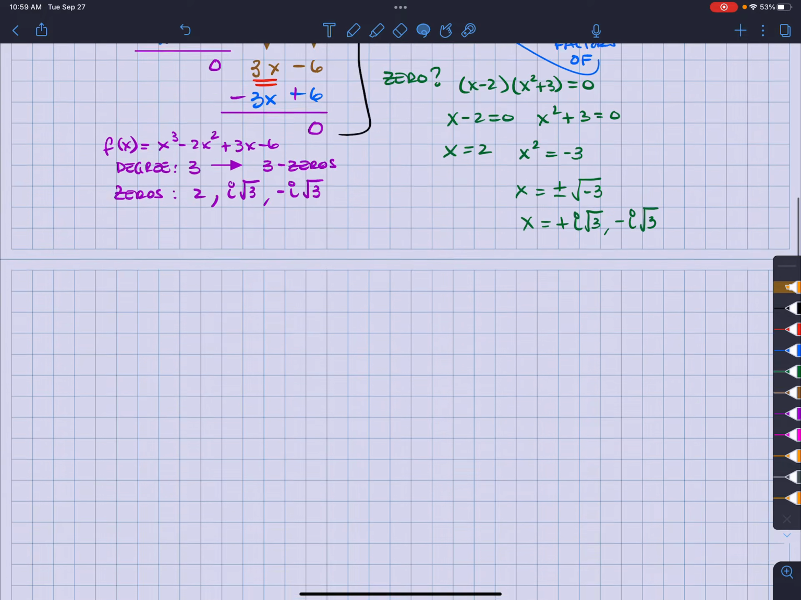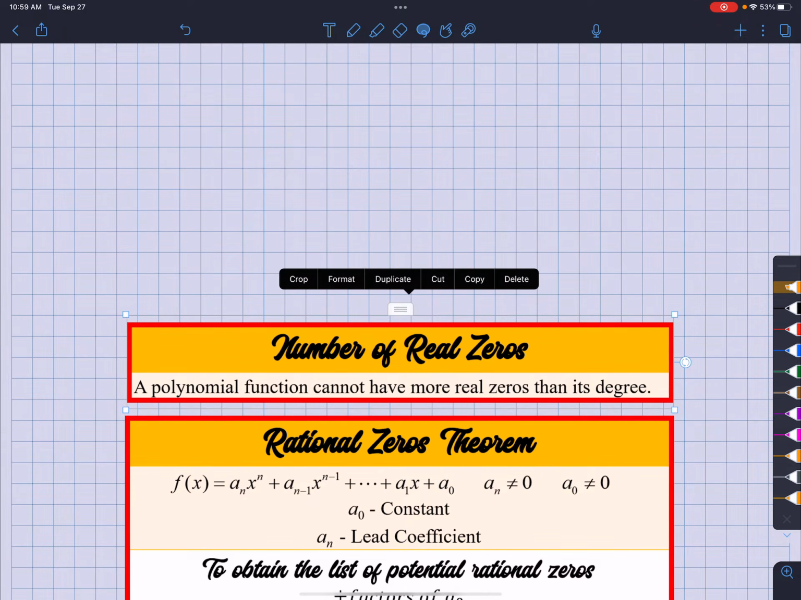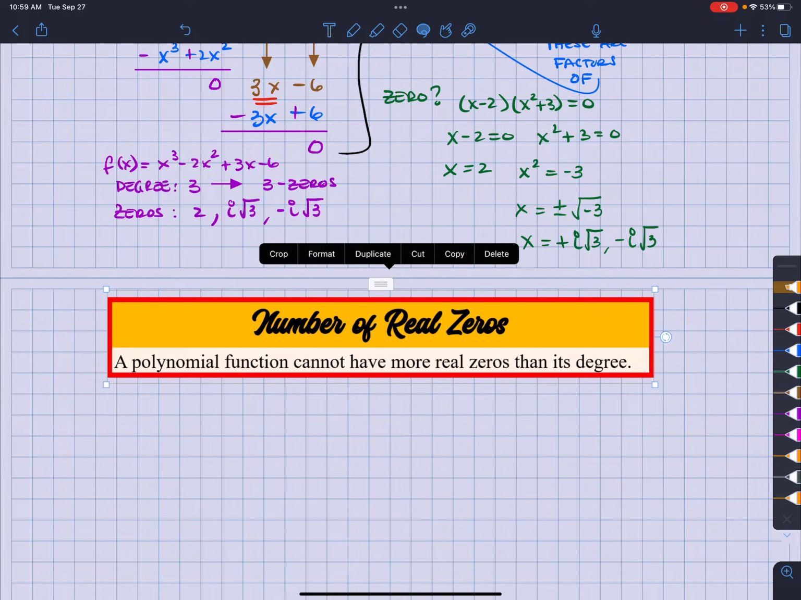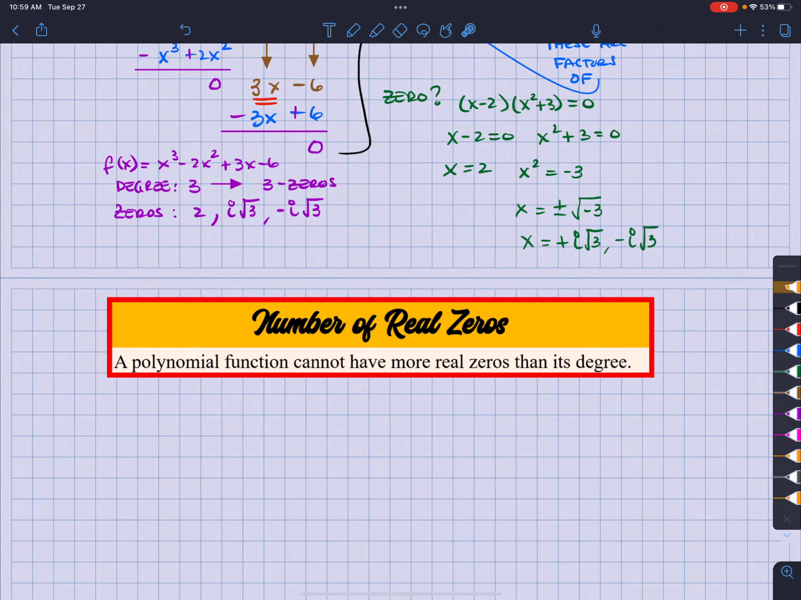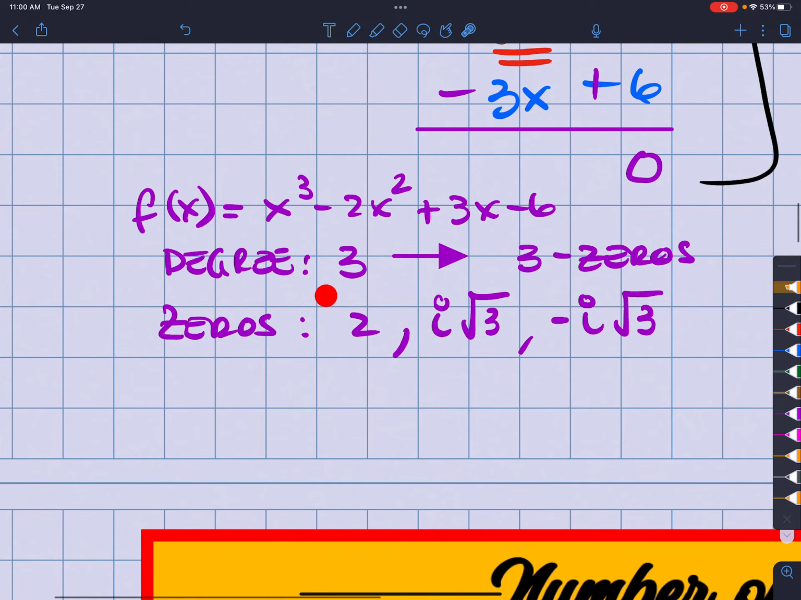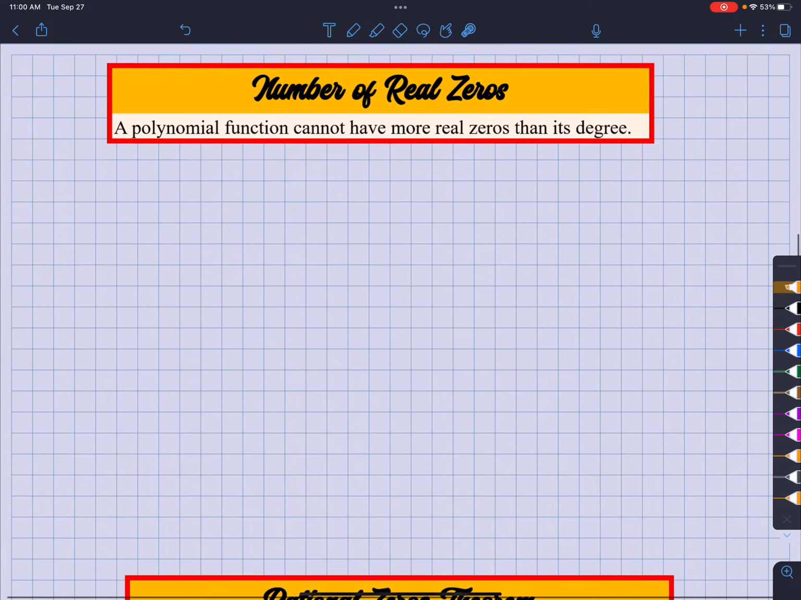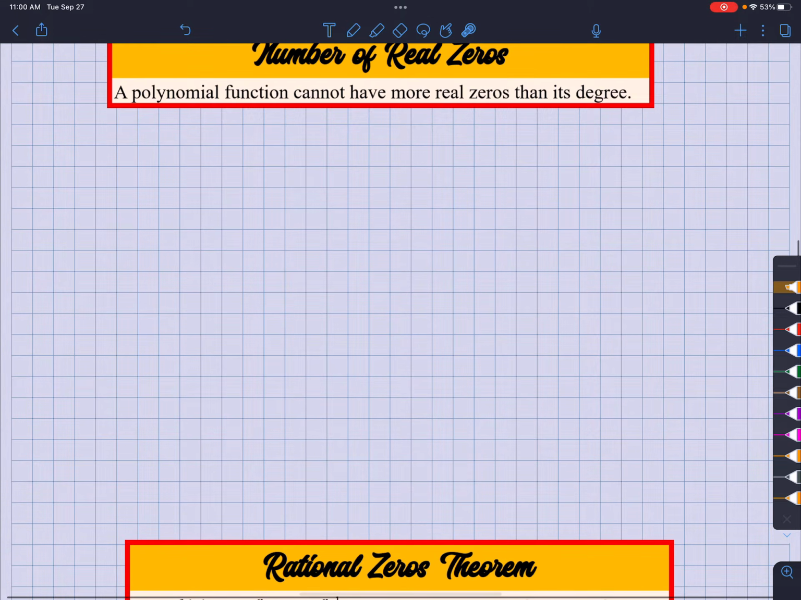So we don't need that anymore. All right, so let's take a look at this. So we talked about this as well. This says a polynomial function cannot have more real zeros than its degree, right? So we talked about how this degree was a 3, so there's 3 zeros, and I can't have more than 3 zeros, and I have 3 zeros right here. Okay? Excellent.